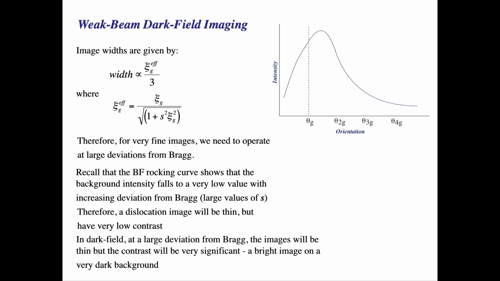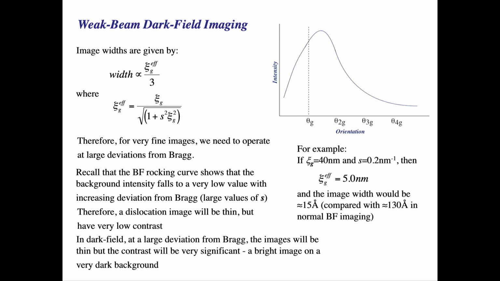And this is very kinematical scattering because it's a very large scattering event. An example would be if our extinction distance is 40 nanometers and our deviation parameter is, say, 0.2 nanometers to the minus 1, then our effective extinction distance is 5 nanometers. And the image width would be about 15 angstroms compared with 130 angstroms in normal bright field imaging.